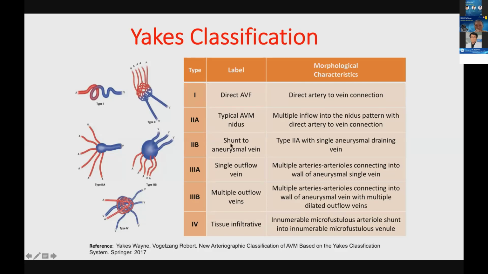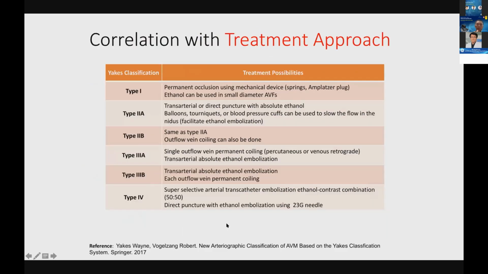This is the shunt to the venous vein, and 3 is single outflow, and multiple outflow is 3B for the draining vein. And 4 is tissue infiltrative. Yes, same with the CHODO classification. The classification correlates with the treatment approach.